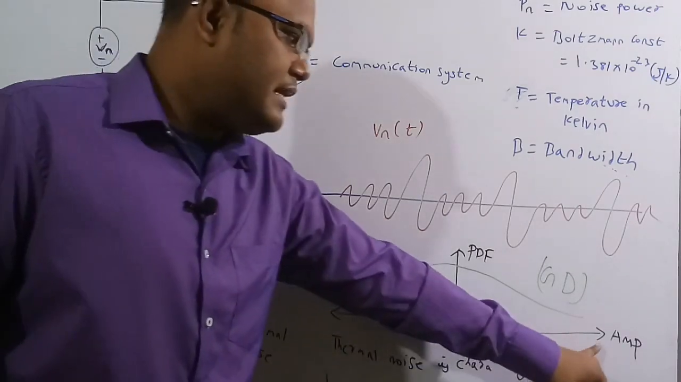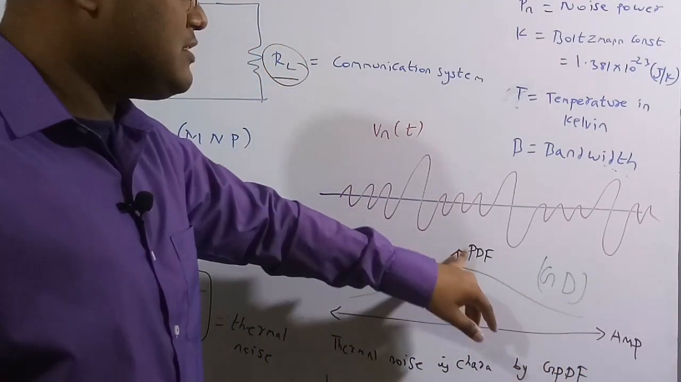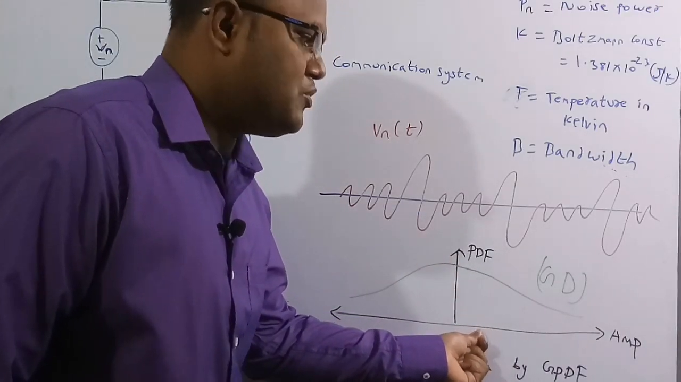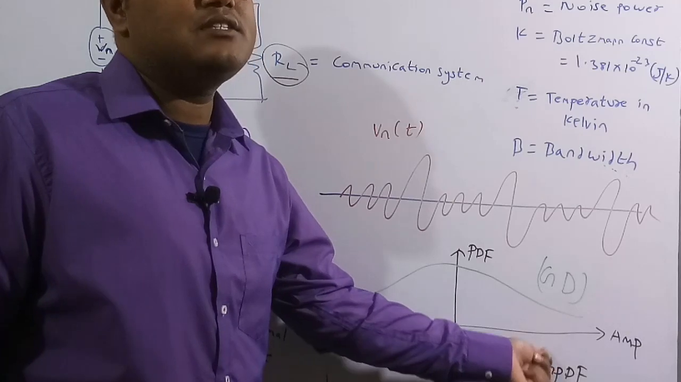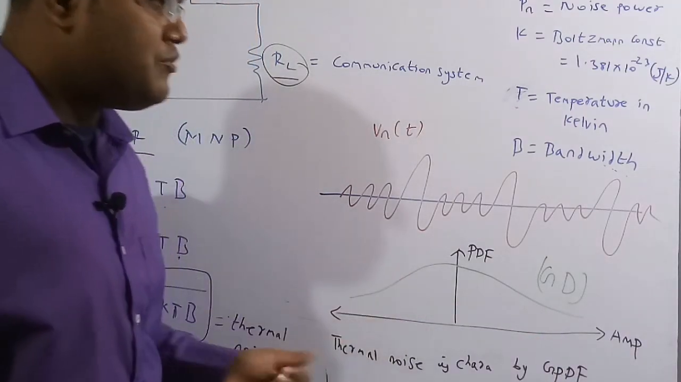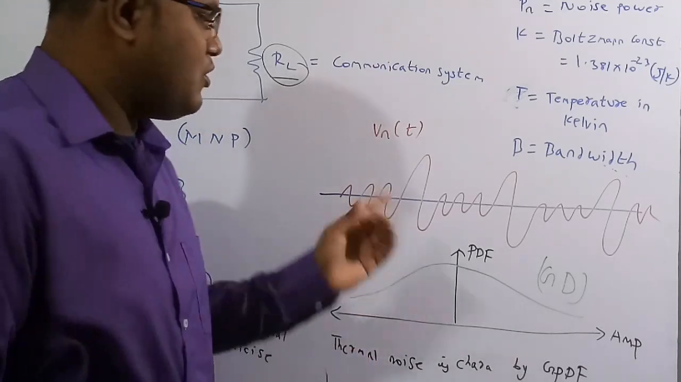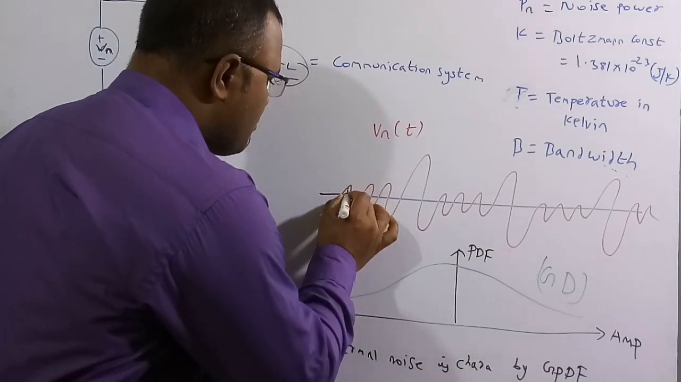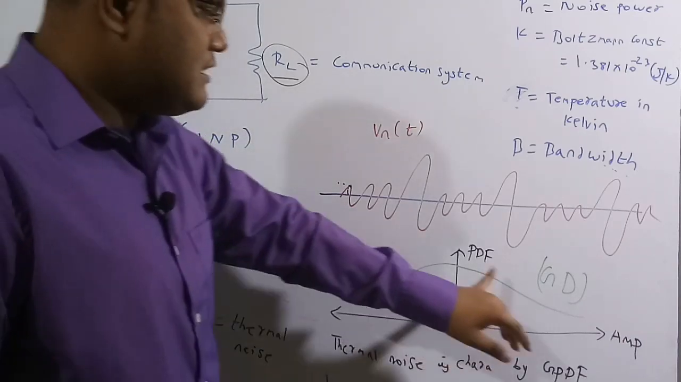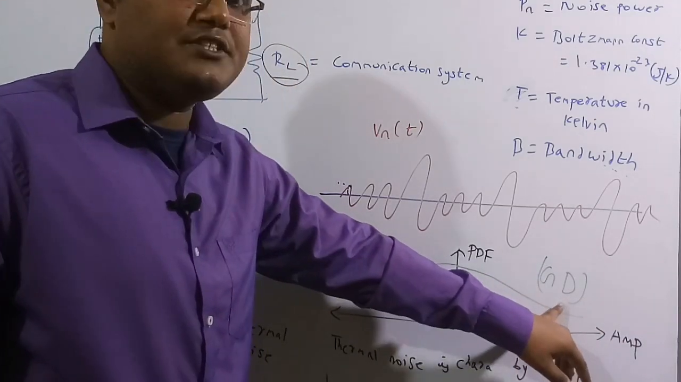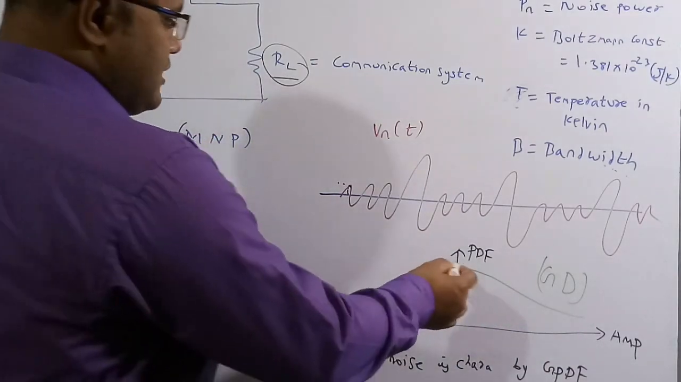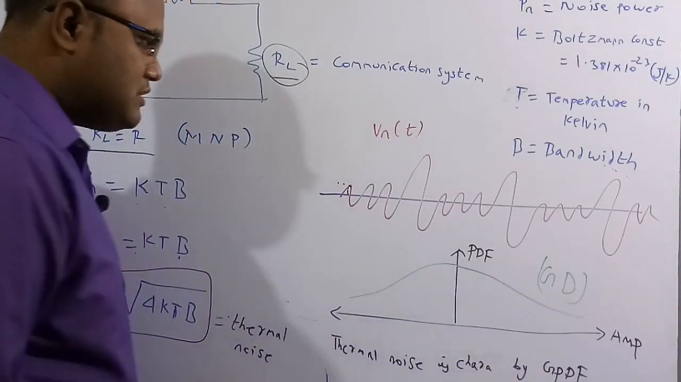I want to know with how much probability each amplitude is going to occur. So I am going to take the x-axis as amplitude and the y-axis as probability. For a particular amplitude, as the amplitude value goes on increasing, the probability is going to decrease. So I want to know, at what amplitude, how much is the probability of occurring in this thermal noise voltage. This is going to follow the Gaussian distribution curve, also called the bell curve. So it is going to have some bell shape.